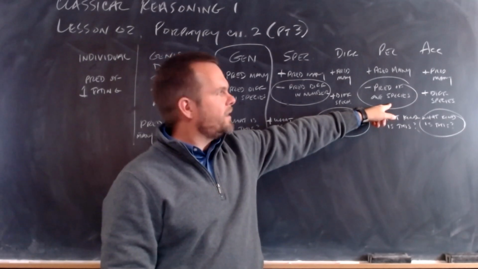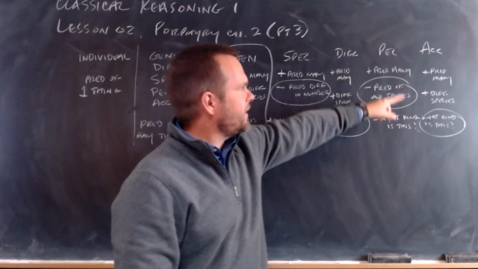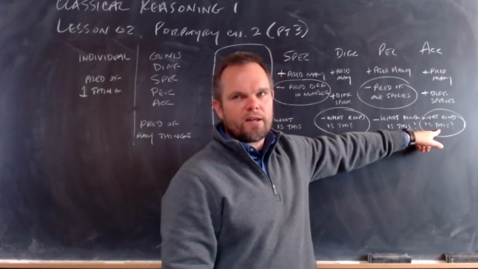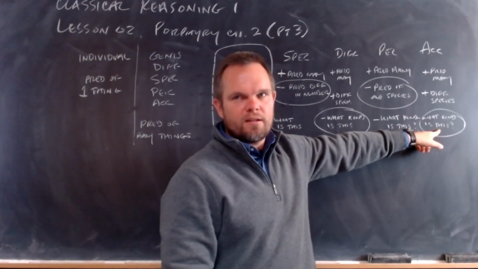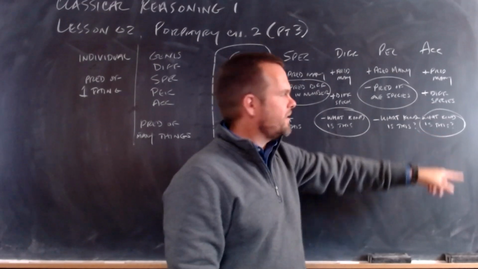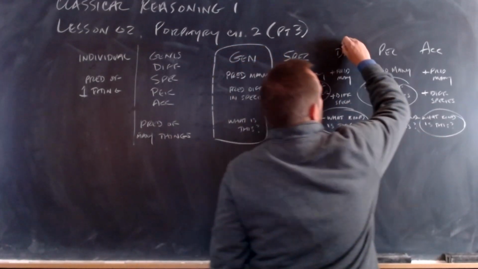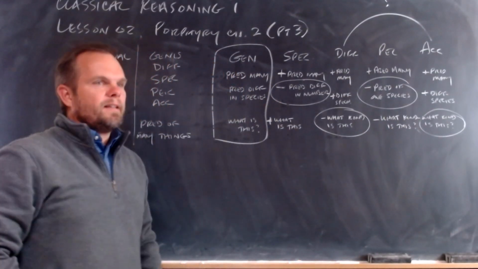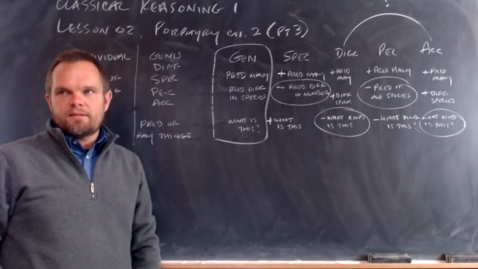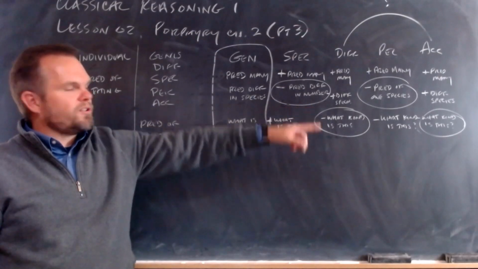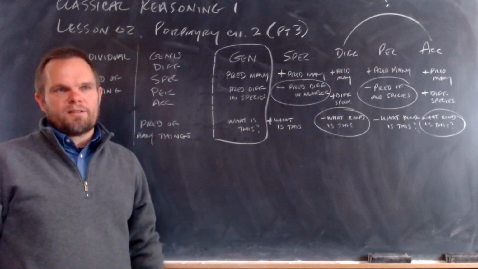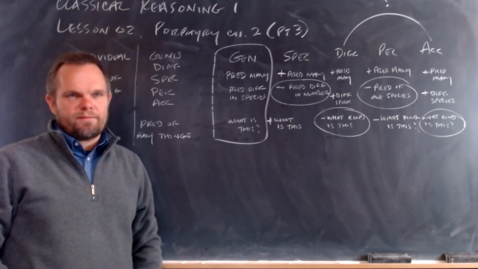Right? And when I look at accident, I say, accident is that which is predicated in answer to the question, what kind of thing is this? Uh-oh. How am I supposed to tell the difference between difference and accident? Their characteristics on this chart are exactly the same. That's the problem with this comparison.